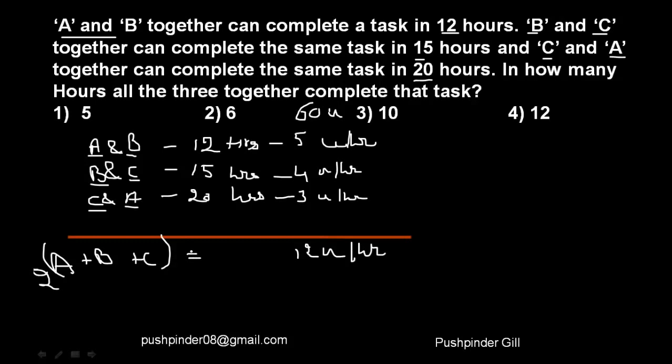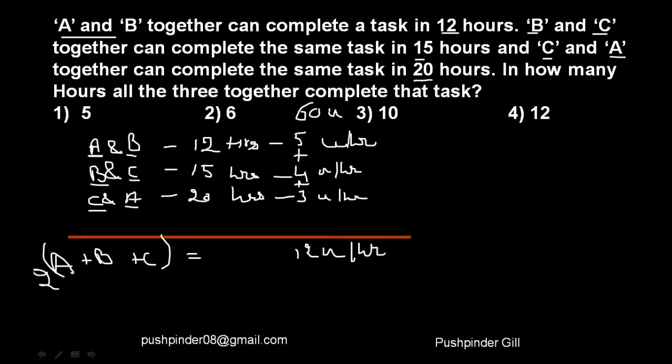Let me just take a quick recap. Let me tell you again that if I add all these values, if I add 5 plus 4 plus 3, what is it going to give me? It is going to give me double the capacity, the number of units that A, B and C are going to finish every hour.